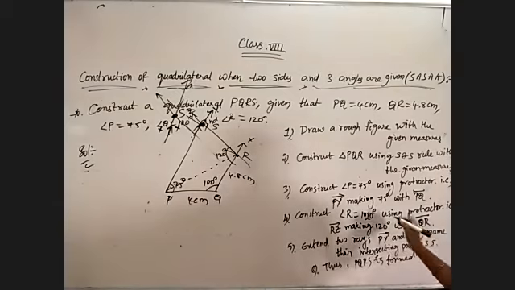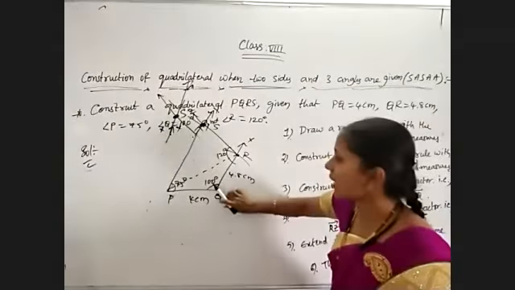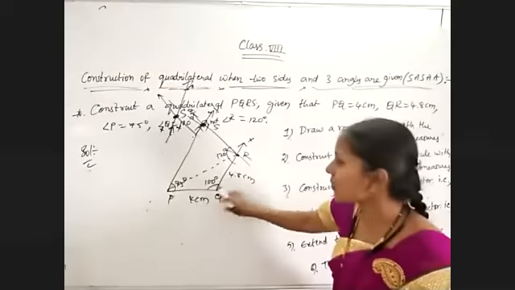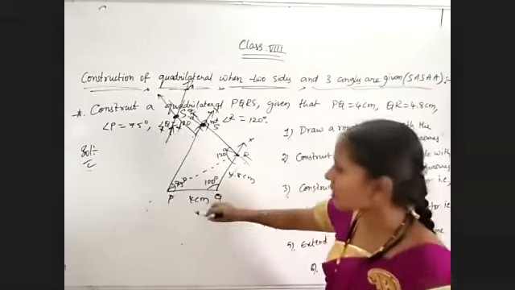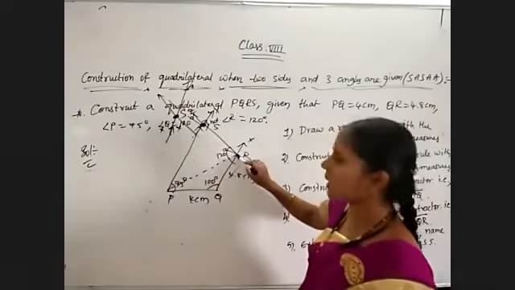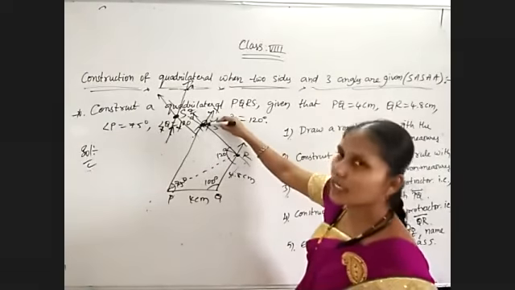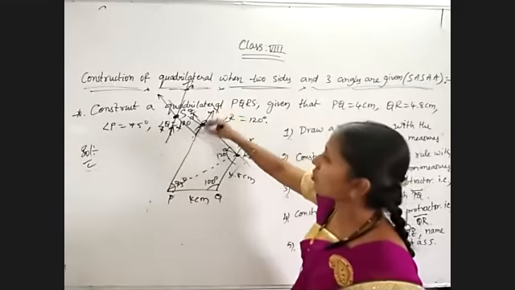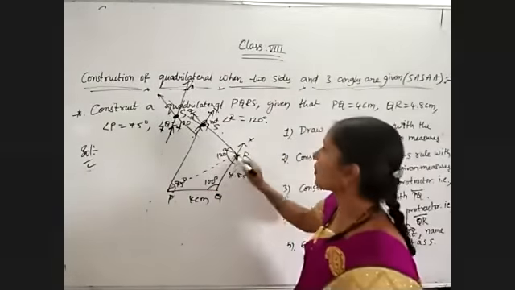Okay, now observe this question once again. How I did: first PQ, then angle Q, then QR. With those three measurements, I have constructed the triangle PQR. After that construction, I have constructed angle P and angle R. So I have point R, I need to find out S. So extend those two rays to get the point S. Thus the required quadrilateral PQRS will be formed.